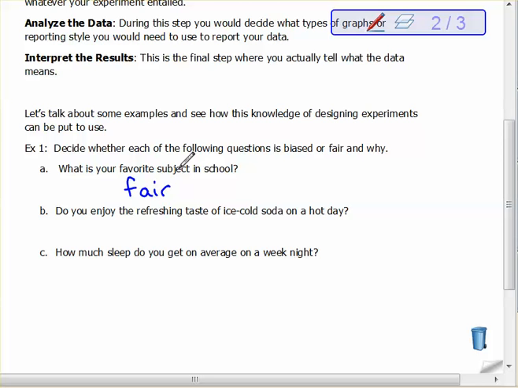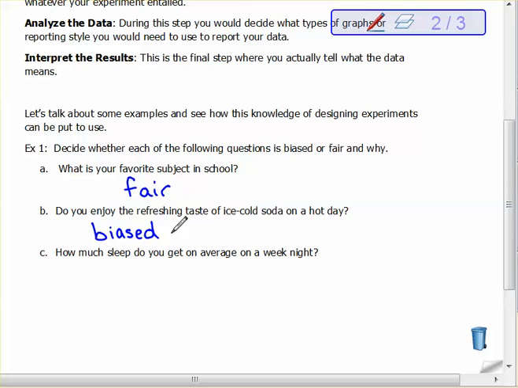Part B says, do you enjoy the refreshing taste of ice cold soda on a hot day? This is a biased question, and can you figure out why it's biased? It's all in the word choice. Do you enjoy the refreshing taste of an ice cold soda? You have now given that person some kind of a visual almost of that refreshing taste. It is no longer just, do you enjoy ice colds? Do you enjoy soda? Period. That would be a more fair question.